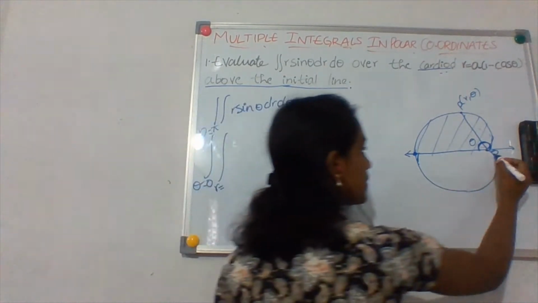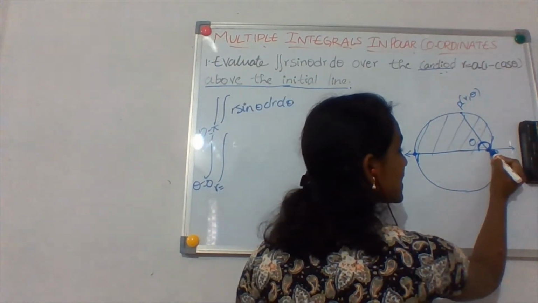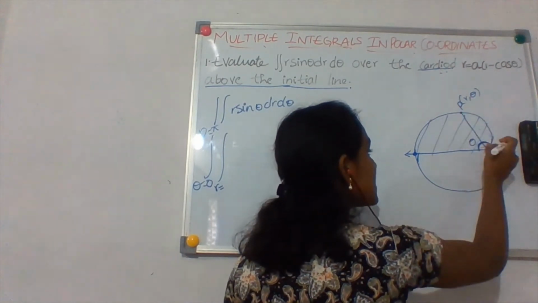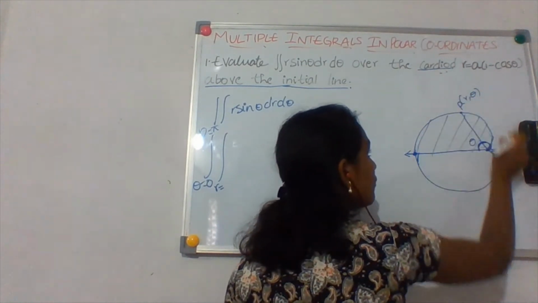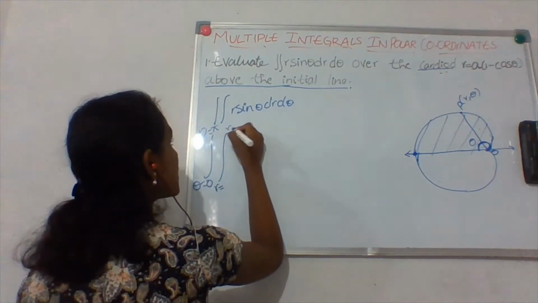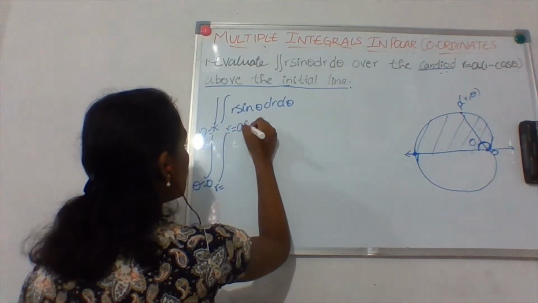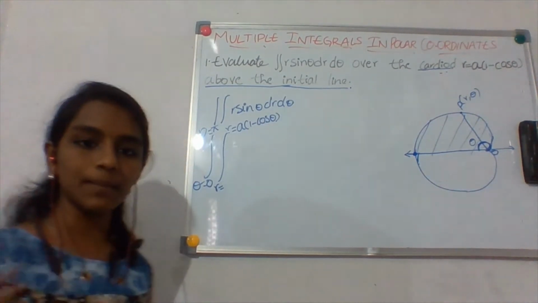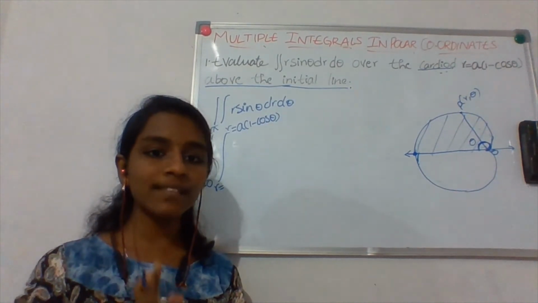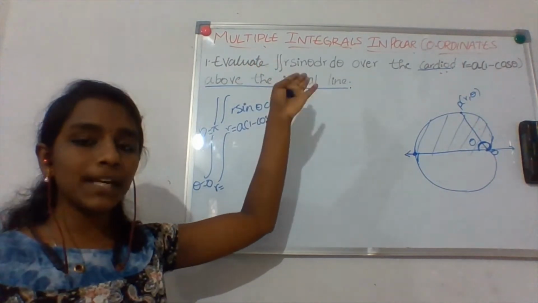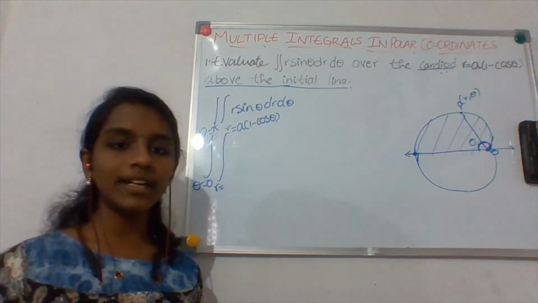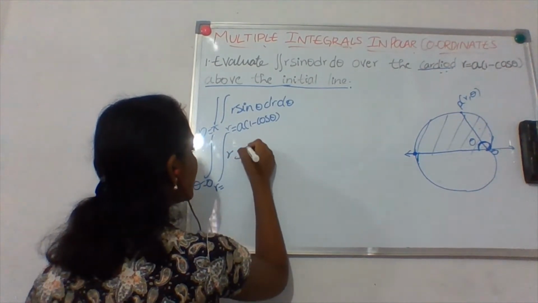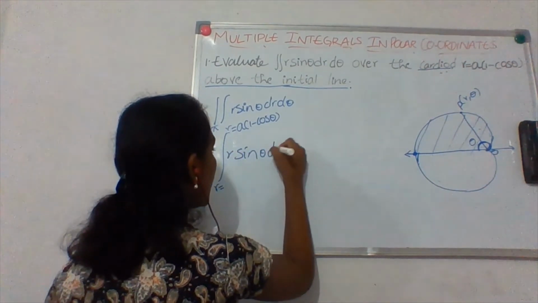R is equal to 0 to the point P, since this is the initial point. Where does this point P lie on this curve? On the curve r equals a into 1 minus cos theta. Got it? So those are the limits. Now have you understood how to take the limits for multiple integrals in polar coordinates? Got it clearly? Yes. So into r sin theta d theta dr.